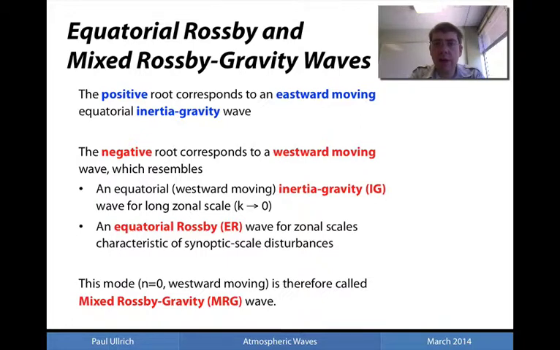So the positive root that arises in this case corresponds to an eastward moving equatorial inertia gravity wave. The negative root, on the other hand, corresponds to a westward moving wave, which resembles an equatorial inertia gravity wave for long zonal scale, that is for k approaching 0, and an equatorial Rossby wave for zonal scales that are characteristic of synoptic scale disturbances. So typically on the order of wavelengths of 1,000 kilometers or so. So this wave is exotic in some sense. It's a very unique wave that appears and is a westward moving wave called a mixed Rossby-gravity wave.